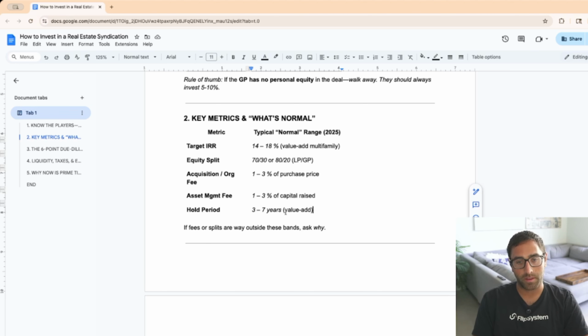Most of these deals are going to be 3 to 7 years if it's a value add play. If it's not a value add, it's probably going to have to be a little bit longer, like 7 to 10 years, to get enough of the equity out.